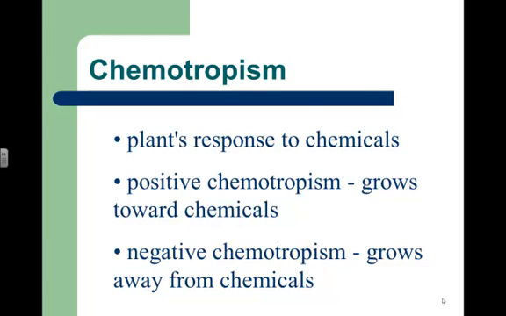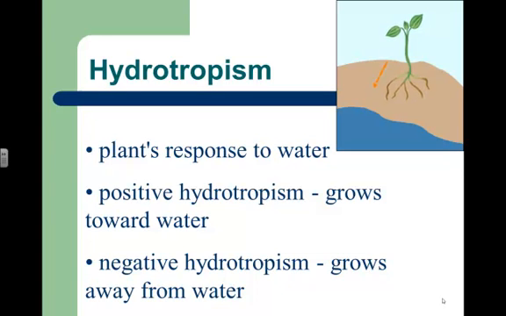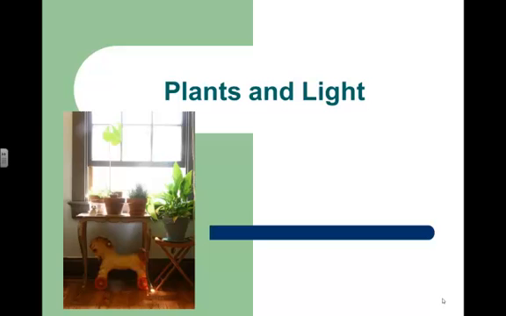Chemotropism is a plant's response to chemicals, positive toward the chemicals, negative away. Hydro is toward water. And what grows toward water? The organ of the plant that does the absorbing of the water, the roots. So the roots have positive hydrotropism, whereas the stem and the leaves have negative.